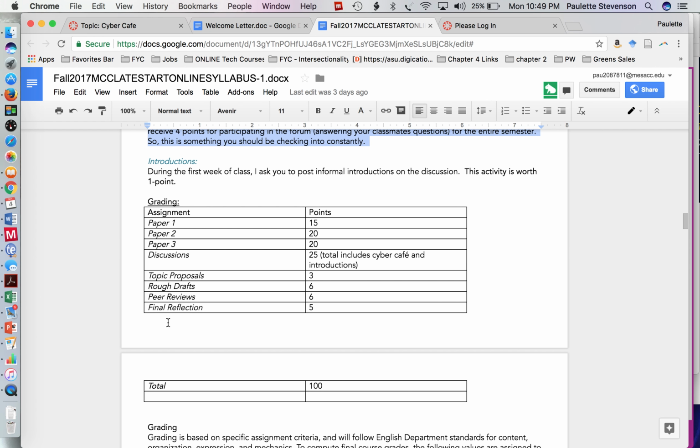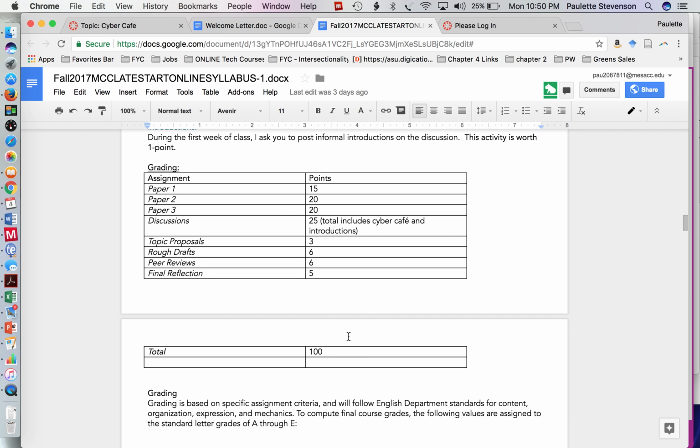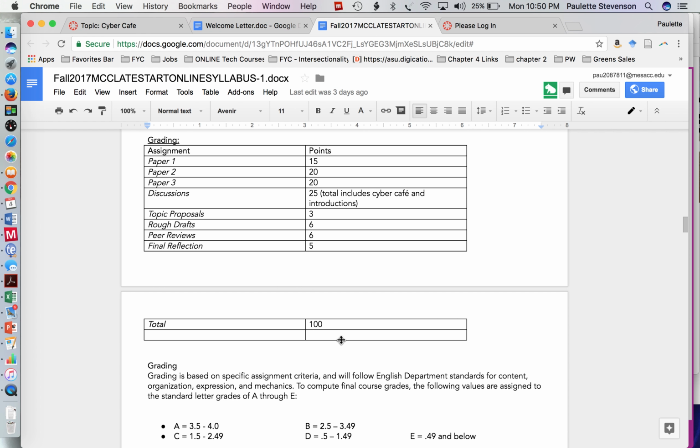So this is the breakdown of points. Paper 1, 15 points. Paper 2, 20 points. Paper 3, 20 points. Discussions, 25 points total. This includes both the introduction and the cyber cafe. Topic proposals, 1 point for each topic proposal. Rough draft, 2 points for each. Peer reviews, 2 points for each. And a final reflection at 5. So 100 points for our whole class.